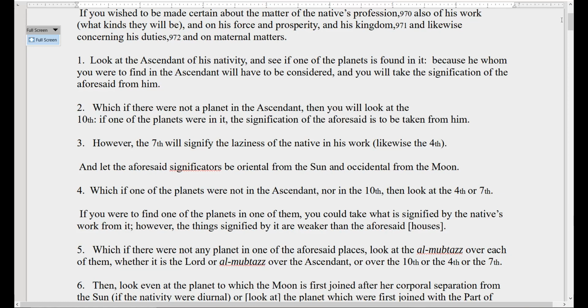He says, first things first, look to see if there are any planets in the angles. The ascendant, if there isn't a planet there, look at the 10th. Is there not a planet there? Look at the 7th. Notice that the minute we leave the 1st and the 10th, the motivation of the person lowers. However, the 7th will signify the laziness of the native. So if you don't see anything in the 10th, look at the 7th. However, the 7th means that the person isn't as motivated to work.